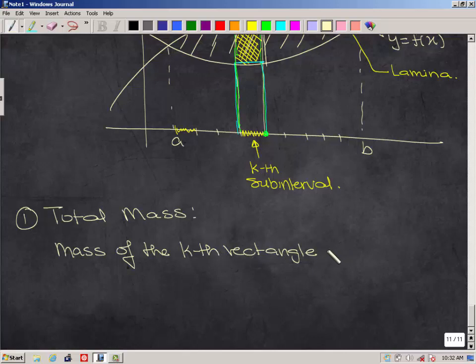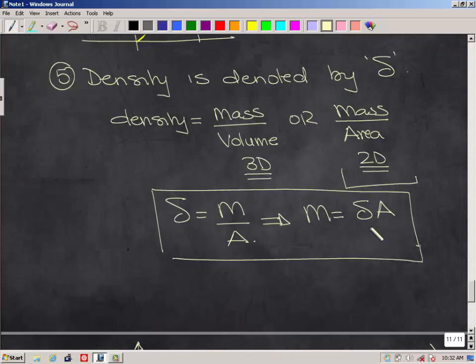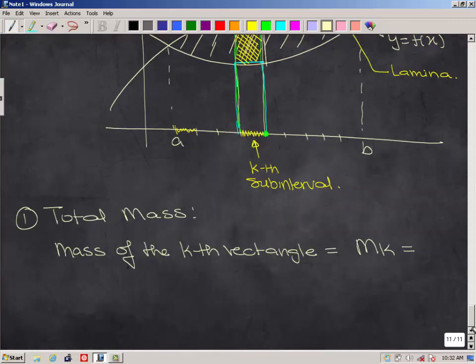It is denoted by m sub k, okay, which is given by what? I just gave you the formula for mass. What is mass? Delta times the area. So it's going to be delta times the area of the kth rectangle. Okay, so I should put equal to here. So we get m sub k is equal to delta, which is a constant, so I can pull it out. Okay, what is a sub k? The area of the kth rectangle.